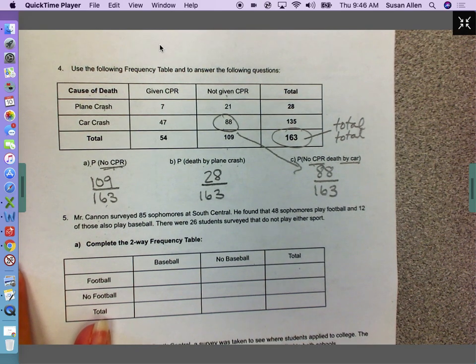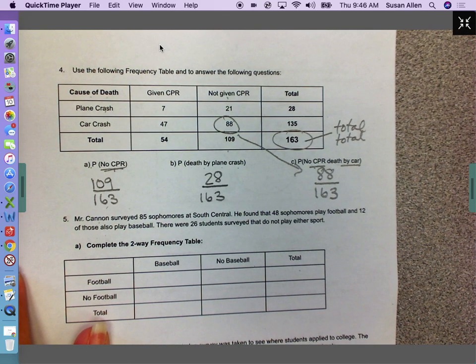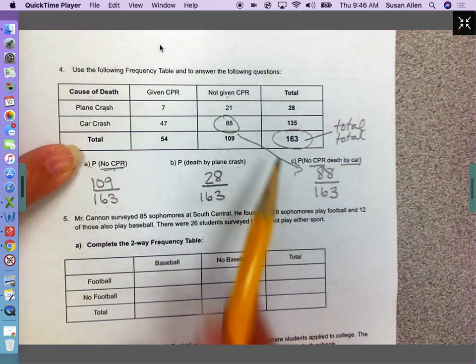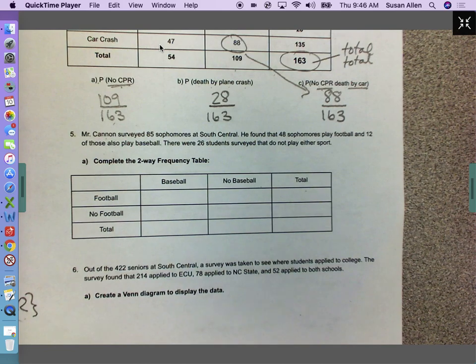So we are not going to ask you to complete a table and find probabilities. You will do them separately. That way we can assess, can you interpret a table versus can you create a table.